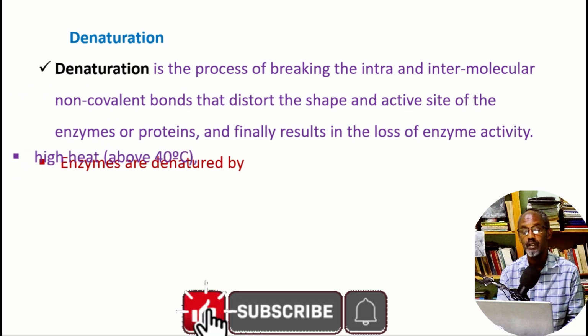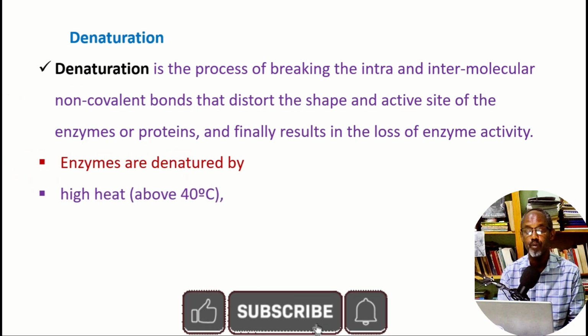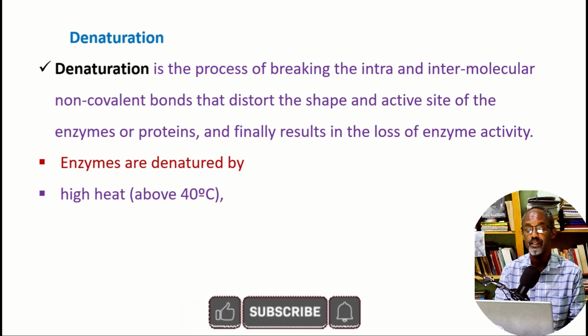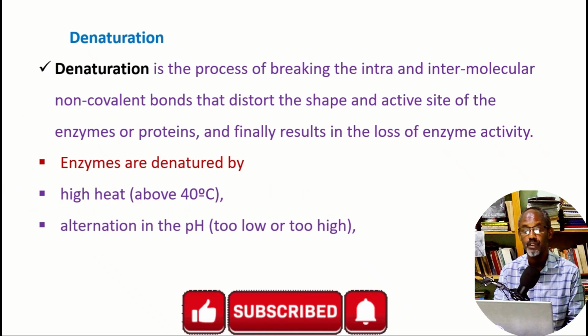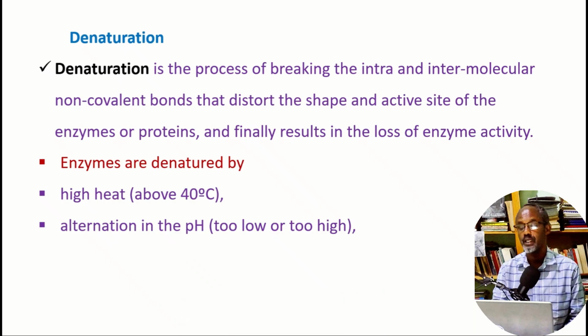Enzymes are denatured by denaturing agents, agents of denaturation. When it comes to human enzymes, above 40 degrees Celsius, high heat, denatures them. Of course, there are enzymes of extreme temperature microbes, the archaea adapted to live in extreme temperatures, that do have enzymes that can work efficiently, comfortably at even more than 100 degrees Celsius. For human enzymes, high heat, above 40 degrees Celsius, is one agent of denaturation. And alteration in pH, too low or too high, beyond the optimum pH.